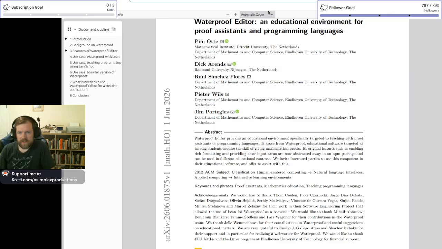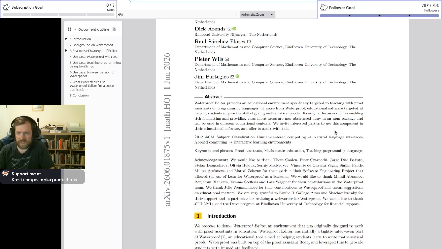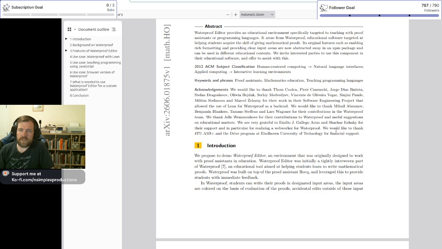Waterproof Editor provides an educational environment specifically targeted to teaching with proof assistants or programming languages. It arose from Waterproof, educational software targeted at helping students acquire the skill of giving mathematical proofs. Its original features, such as enabling rich formatting and providing clear input areas, are now abstracted away in an NPM package and can be used in different educational contexts. We invite interested parties to use this component in their educational software and to offer to assist with this.